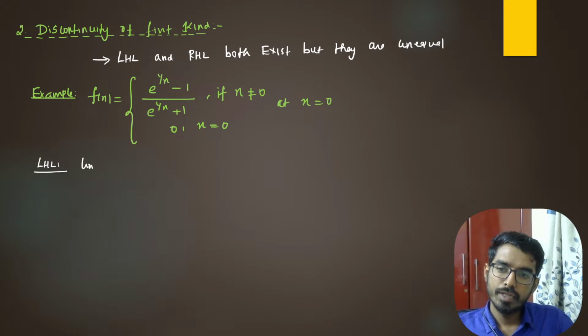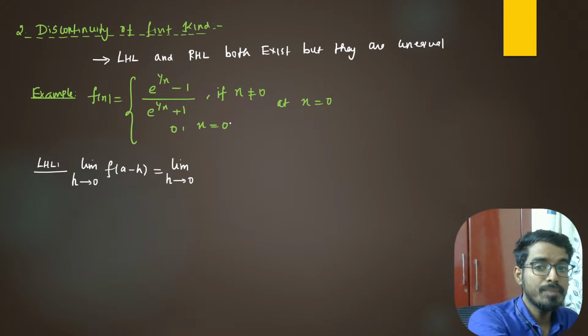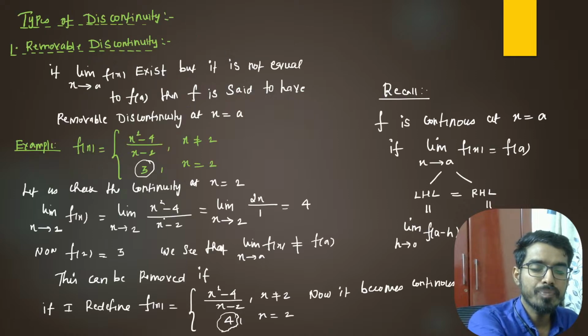So what is LHL? Limit as h tending to 0 of f of a minus h. See, I have said in the previous problem that LHL, RHL both are the same for that function, so I evaluated only one limit. But for the safer side, you just find LHL and RHL for anything, right? You just find LHL, RHL at 2, both will be equal to 4, right?